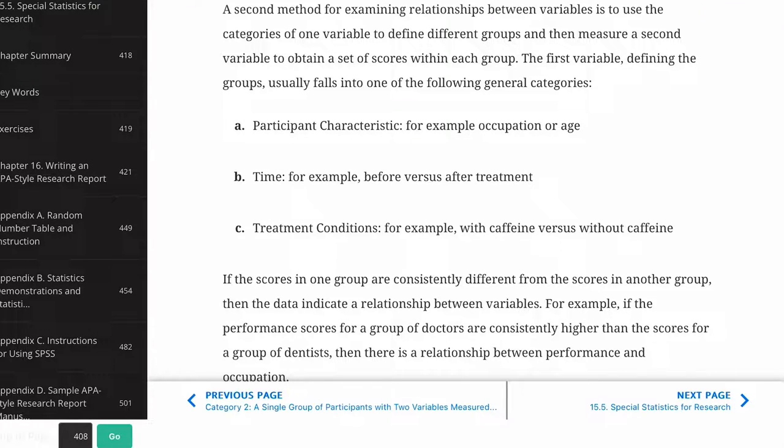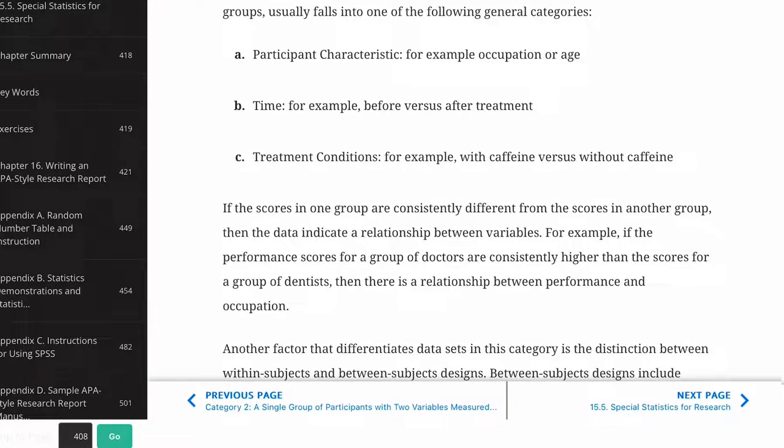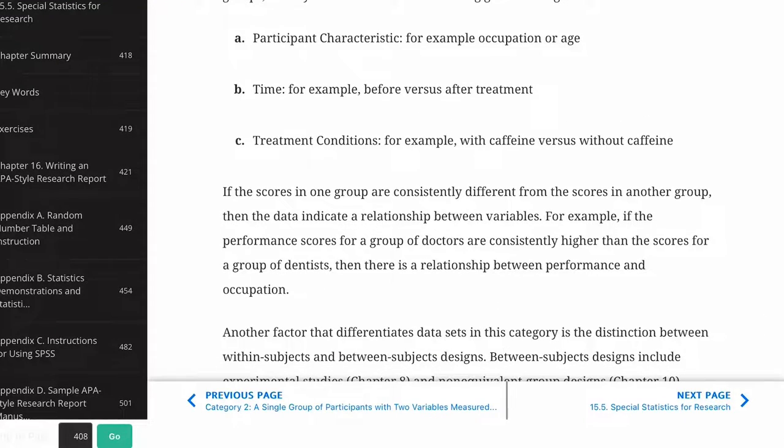This is reminding you that one variable defines the groups, and it could be 3 different kinds. It could be a participant characteristic like age or race. It could be a time variable, like before and after treatment. Or it could be treatment conditions, like a caffeine and no caffeine condition. We've talked about all kinds of different treatment conditions, but that's what's defining the groups. Then we're comparing the groups based on the measurement of that second variable, the dependent variable.